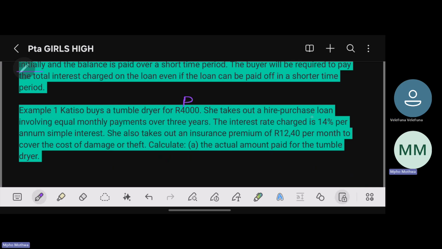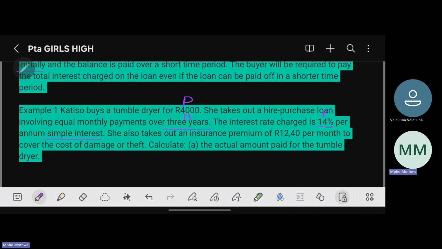She takes out a hire purchase loan involving equal monthly payments over 3 years. So this is our N. The interest rate charged is 14% per annum simple interest. So this is our R, and this is the formula that we should use. That was extra information. We already know that hire purchase is simple interest.